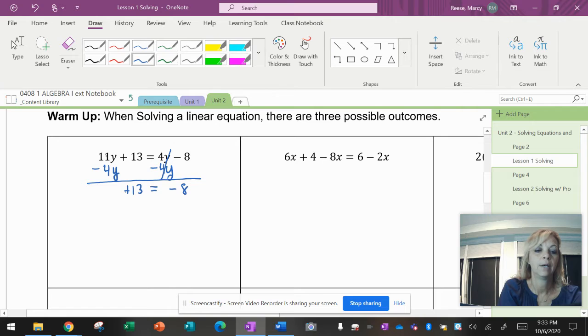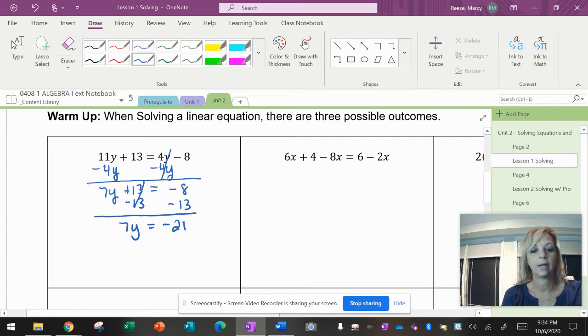13 here. And then 11 minus 4y is 7y. So I got all the y's to the left side. Now I'm going to get the constants to the other. I've got to move this 13, so I do the opposite: the opposite of positive 13 is negative 13, and I combine it with that negative 8. Negative 8 minus 13 is negative 21.